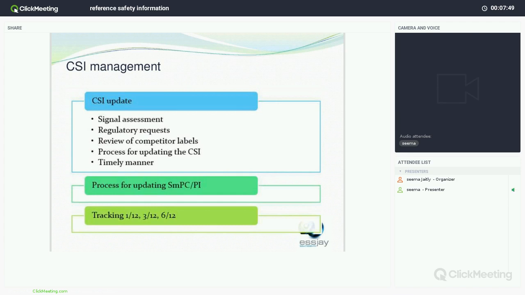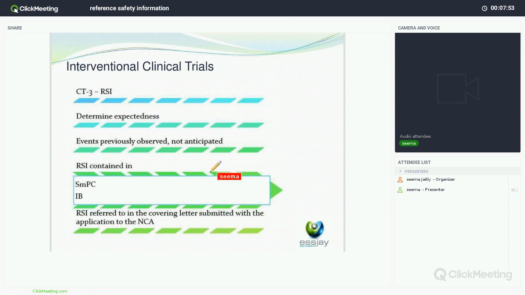So I'm going to move on to a slightly bigger topic, because I know that certainly those working in the clinical trial setting, RSI has different connotations in the interventional clinical trials area. So if we look at CT3, we can see very clearly there's a difference with regards to what the reference safety information means according to this document and in this setting. And here your reference safety information is to determine expectedness for regulatory reporting. So very different to the post-marketing setting.